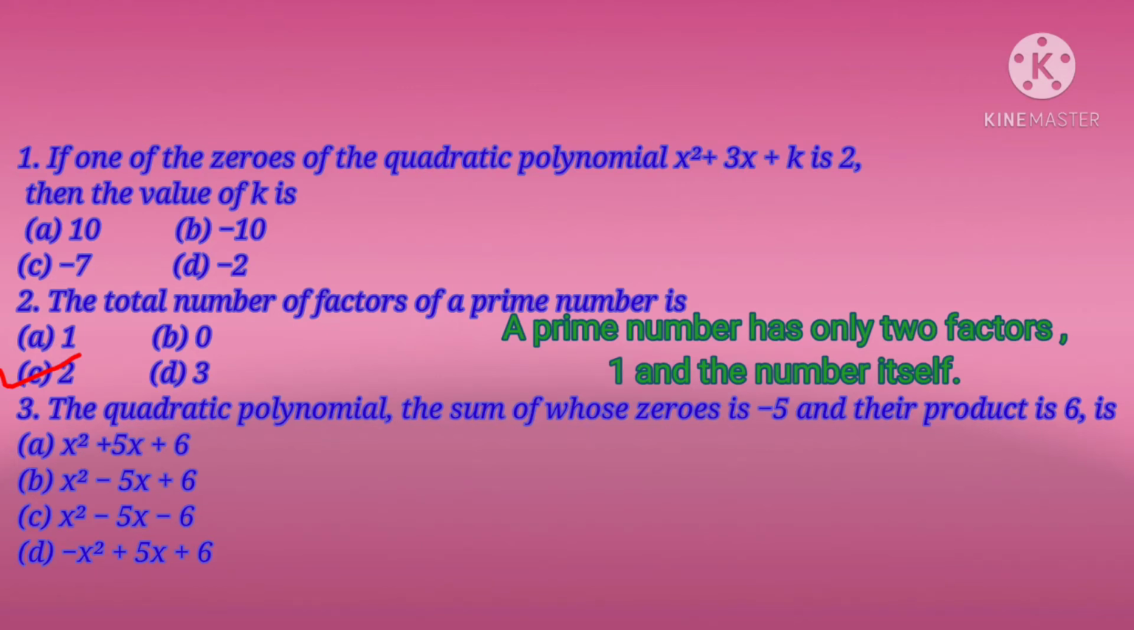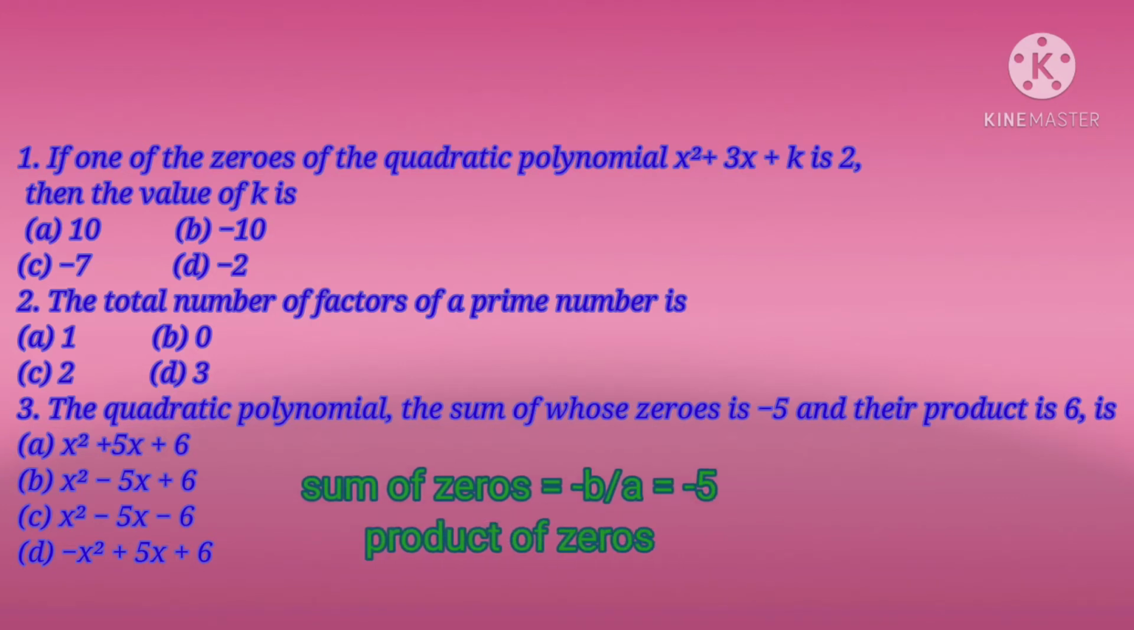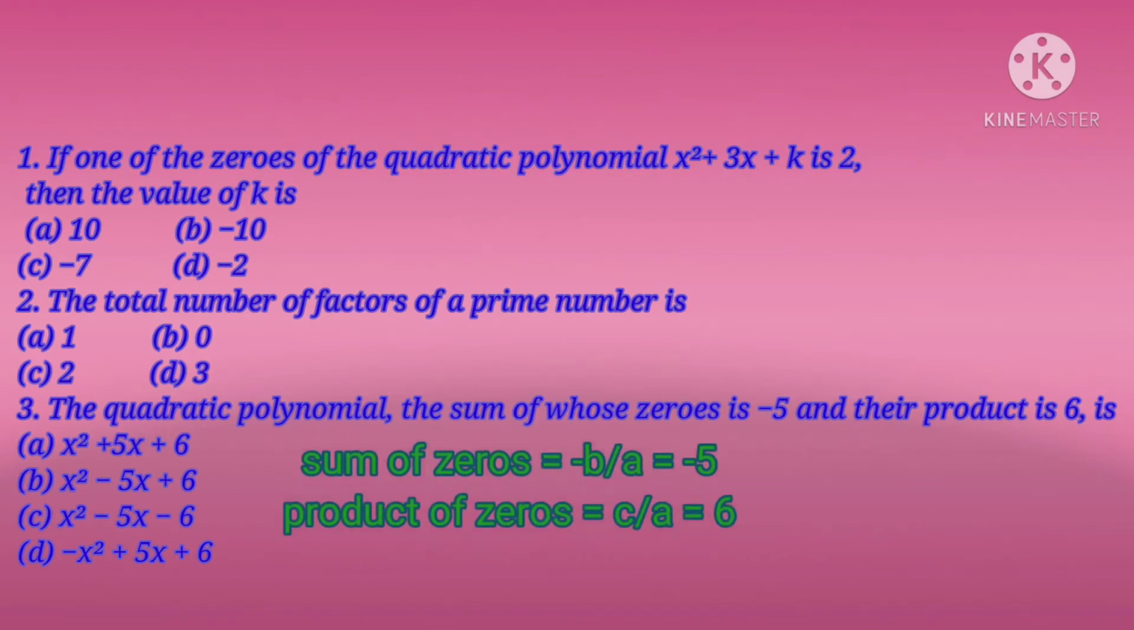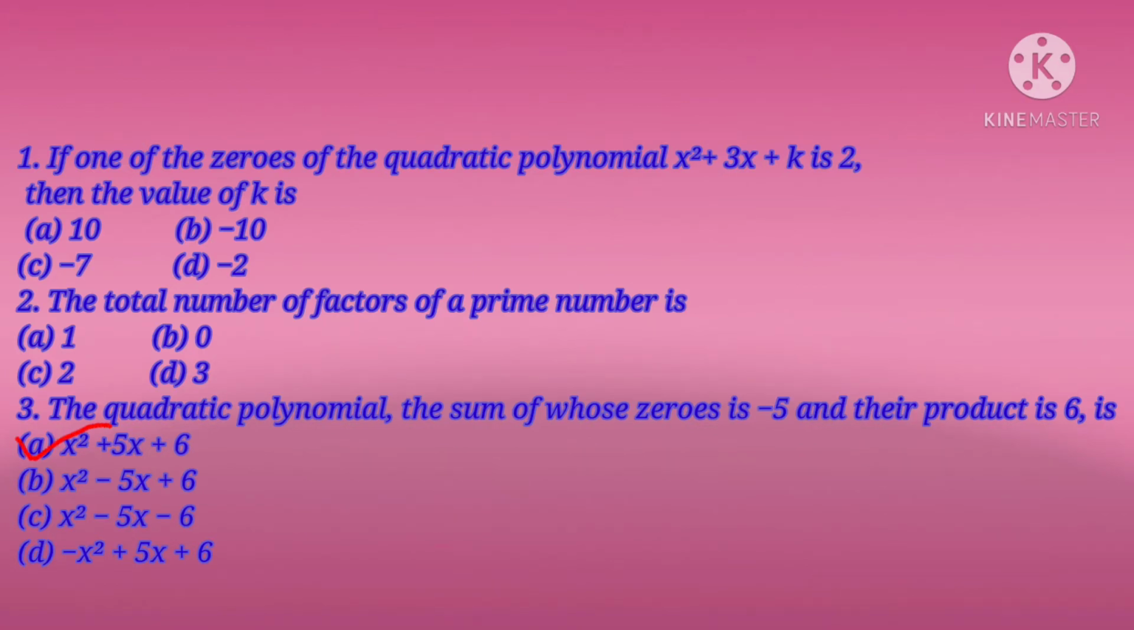The third question is, for the quadratic polynomial, the sum of zeros is minus 5 and their product is 6. We have to tick the right answer. So apply the sum of zeros, that is minus b by a, is minus 5 and the product is c by a. So here a is equal to 1, b is equal to 5, c is equal to 6, and minus b by a will be minus of 5. So the right answer is 1.